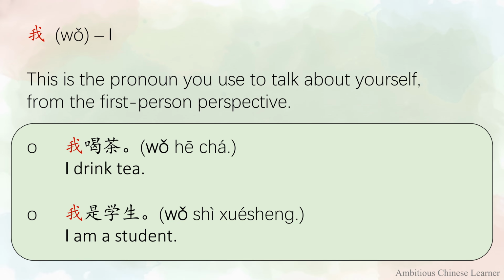我, I. This is the pronoun you use to talk about yourself from the first person perspective. 我喝茶. I drink tea. 我是学生. I am a student.